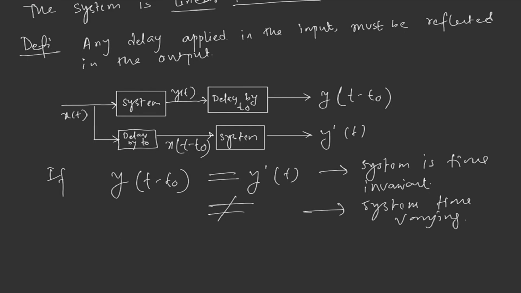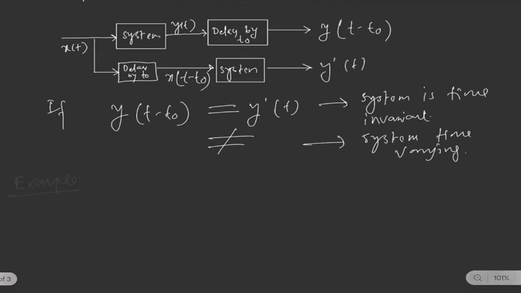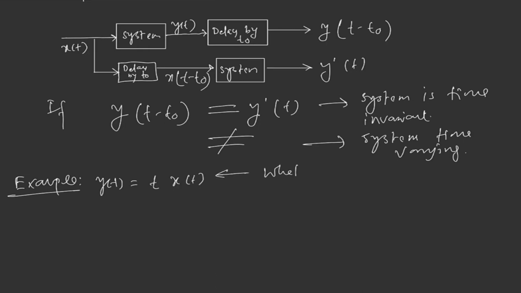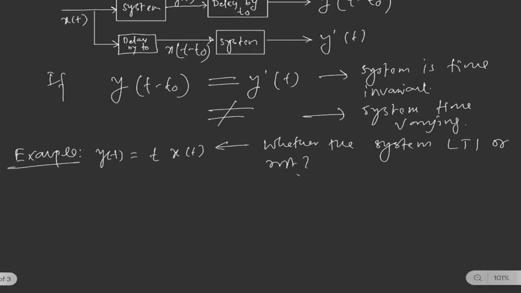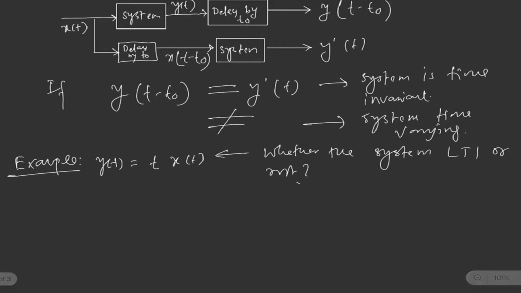Now let's take an example, that I think probably will be clear. Example: y(t) equal to t times x(t). Let's check whether the system is LTI or not. So here also we'll check the linearity, whether the system is linear or not, and also whether the system is time invariant or not. So let's go step by step.